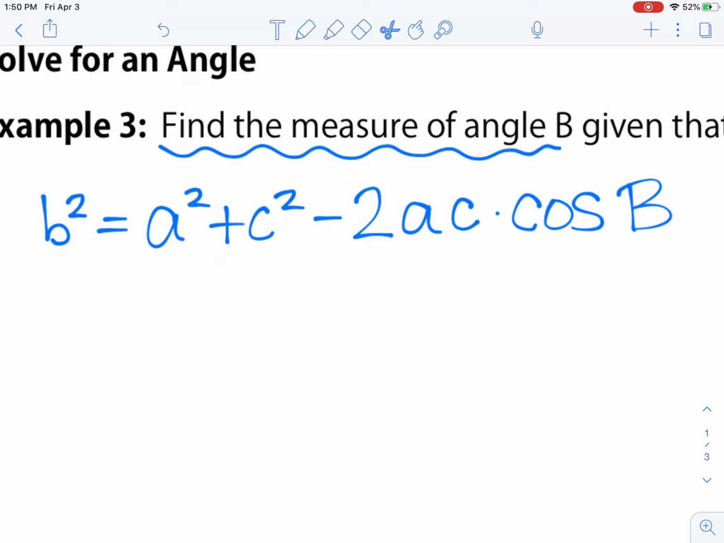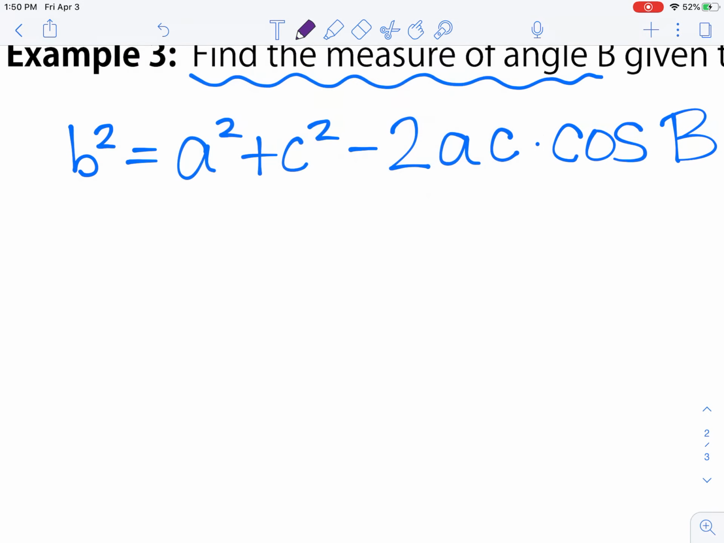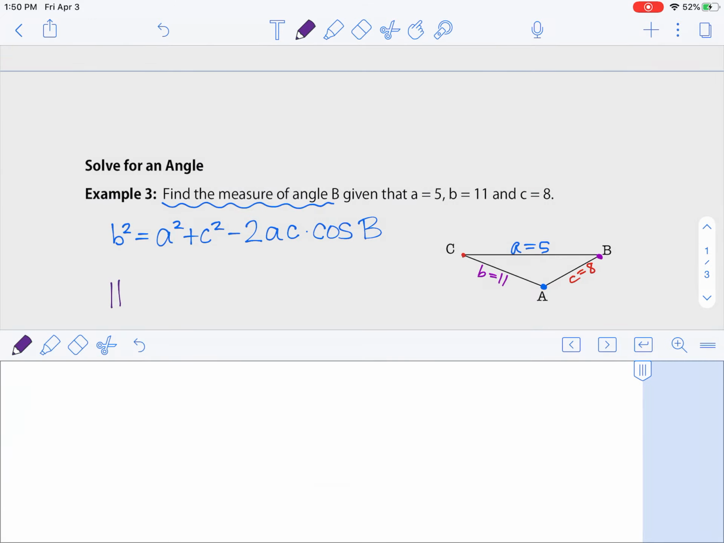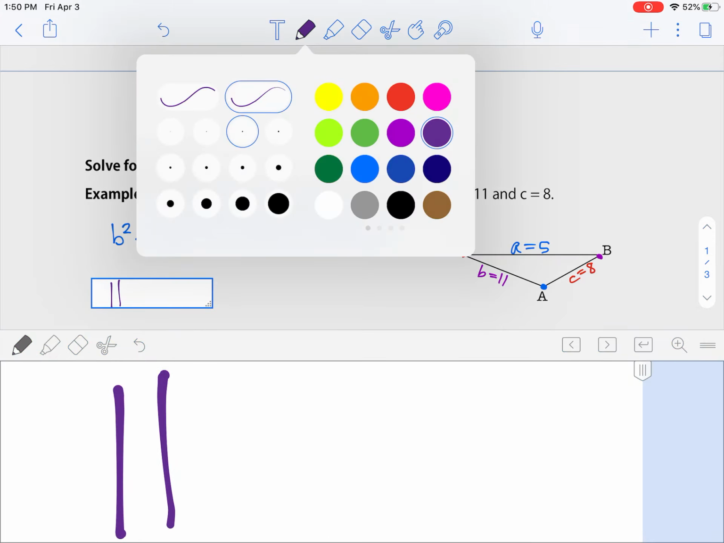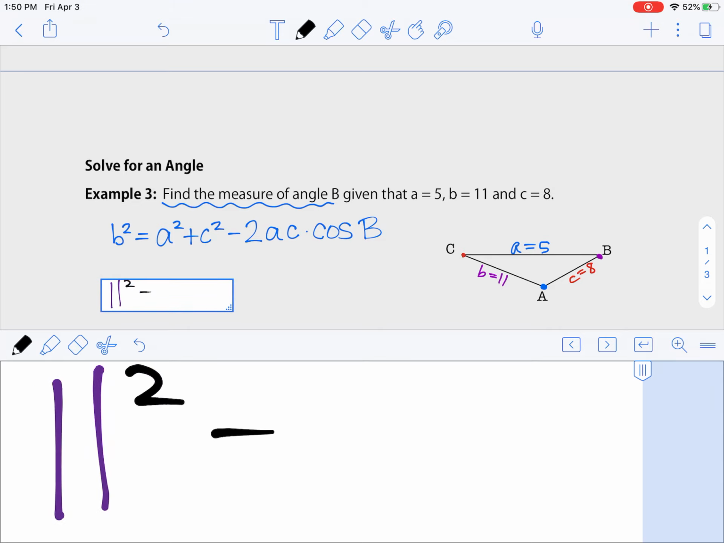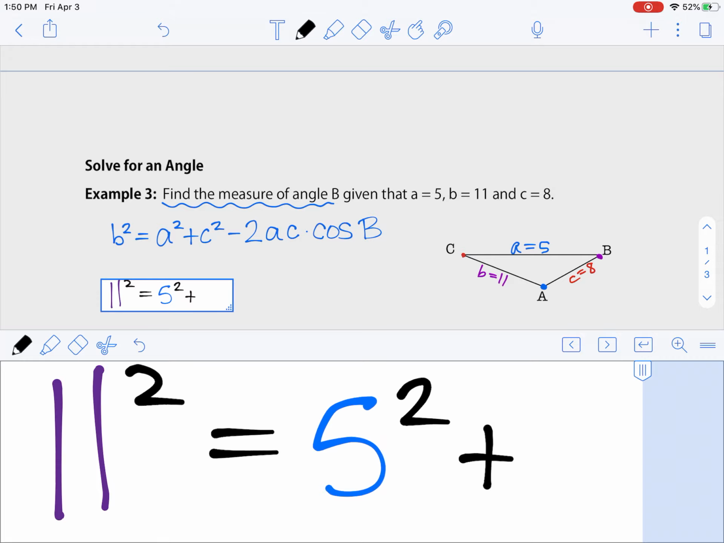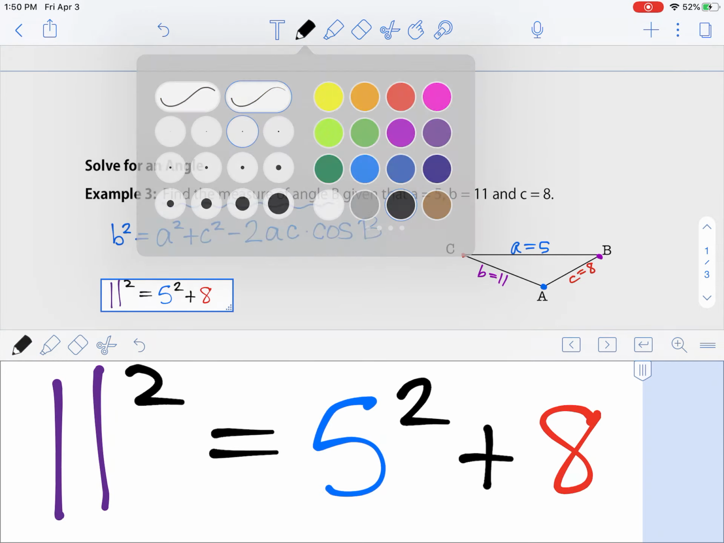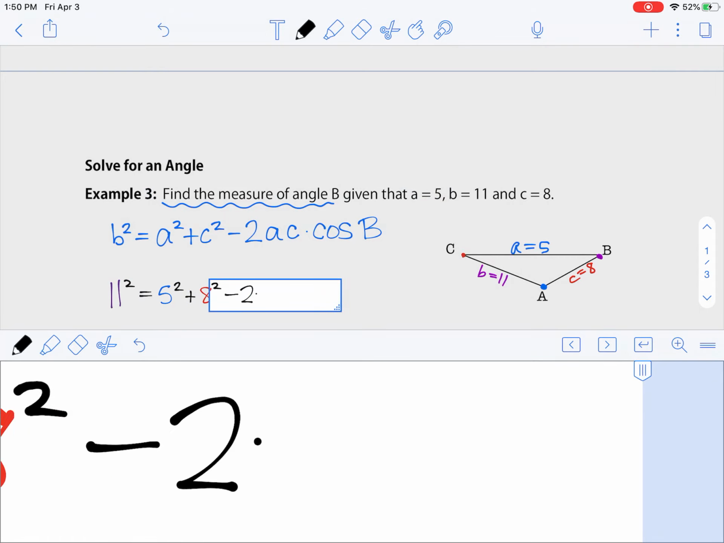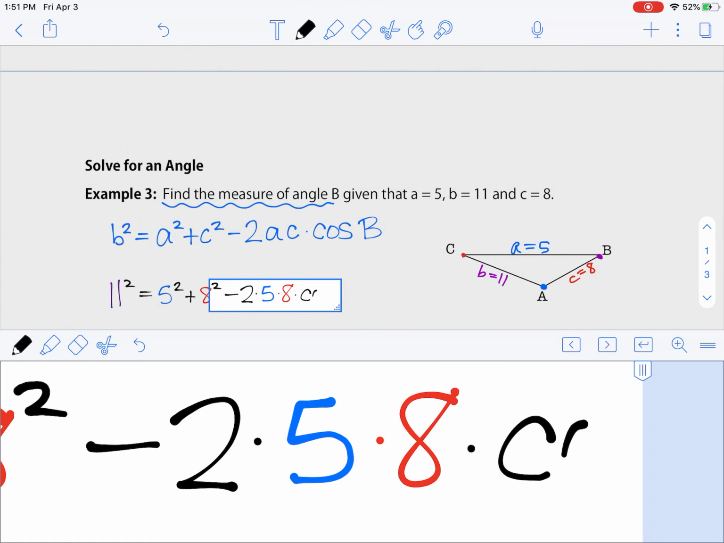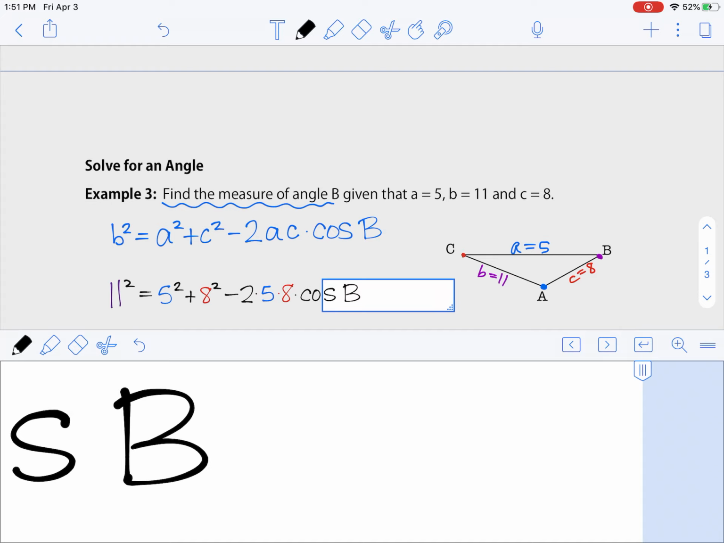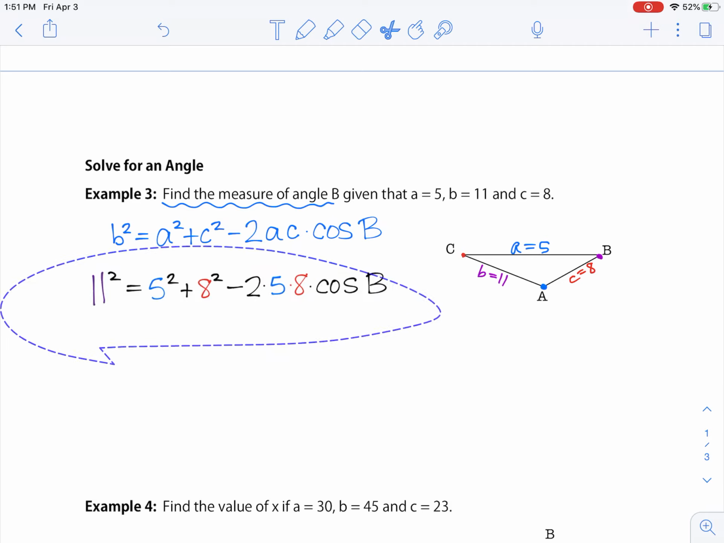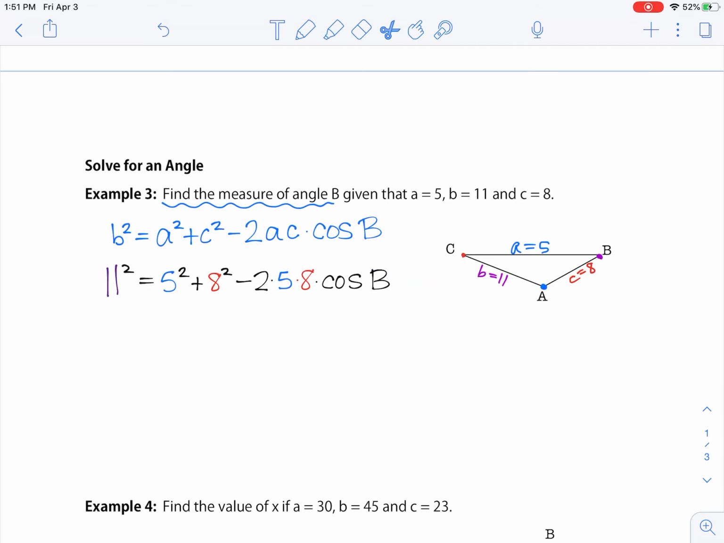But first, just like with the other, we are going to substitute. So we fill in what we know. So B is 11. Actually, let me go ahead and use my magnifying glass so you can see where I'm putting this. That 11 is squared. It is equal to side A squared, so 5 squared, plus side C squared, which is our 8, minus 2 times, and then we're going to go ahead and use side A and C again. So that's a 5 and an 8. Times the cosine, and this is the part we don't know, so we're just going to leave it as big B. So there we are. First step is still just to substitute what we know.